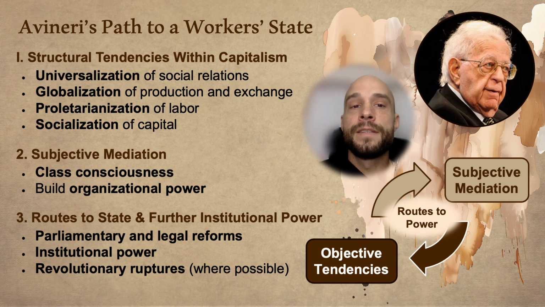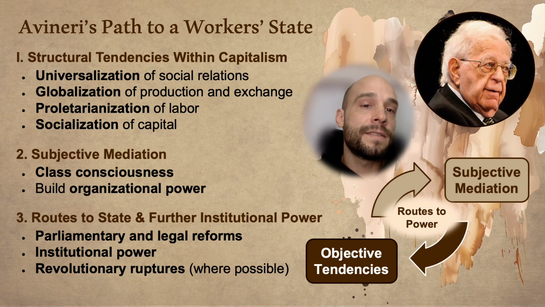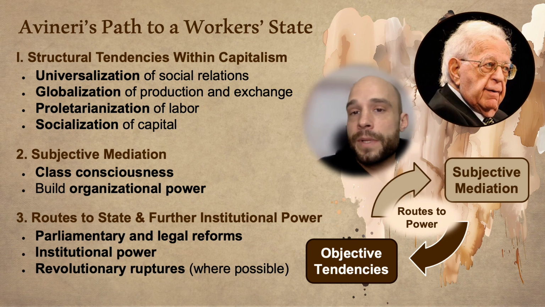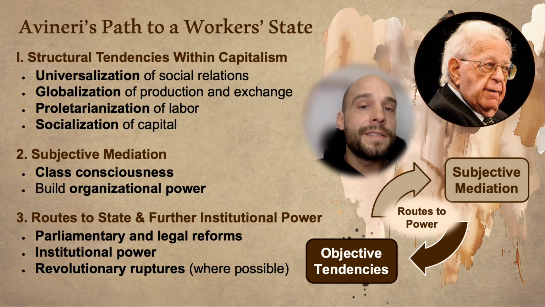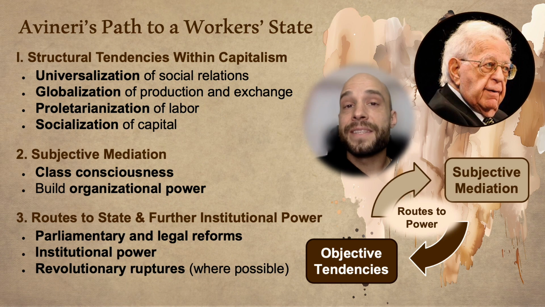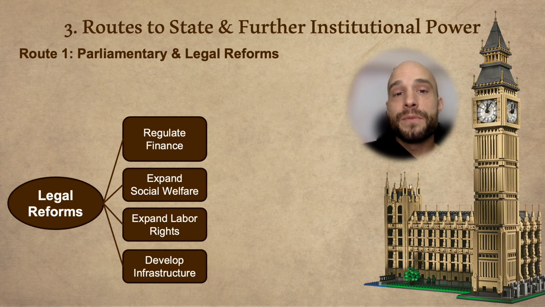Avineri's point is not to foreclose on any of these possibilities. Rather, he critiques both Leninists who insist on a single violent rupture and gradualists who assume reforms alone are sufficient. With this context in mind, let's explore what these multiple paths actually look like. One of the routes to state power that Avineri emphasizes is parliamentary and legal reforms.